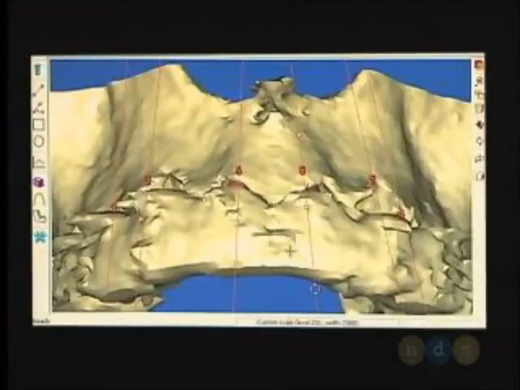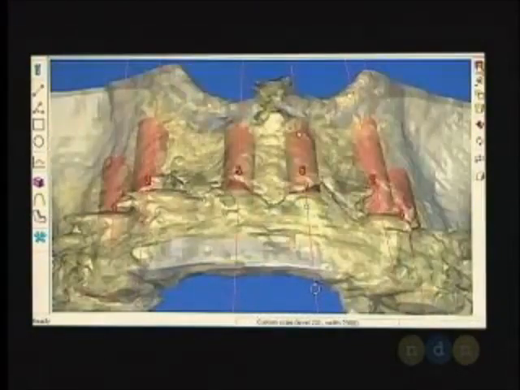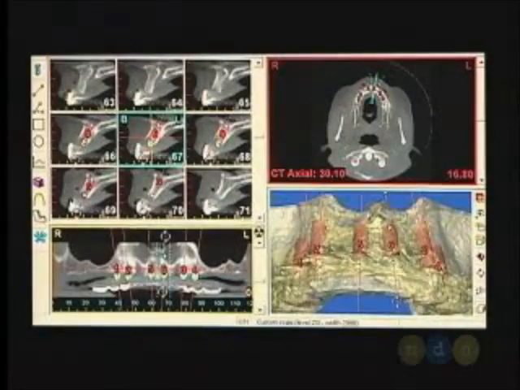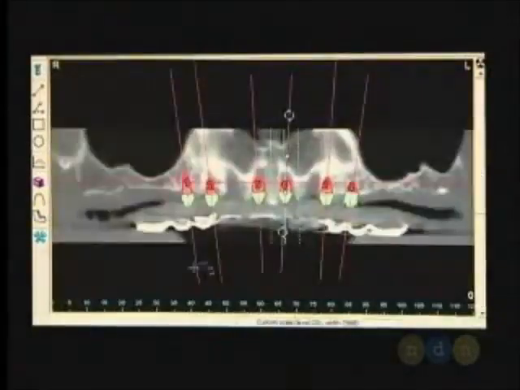So we're going to go ahead and put the bone back, and there it is, and go back to transparency. And now we're going to go back to the image on the left screen. Now let's take a look at how these look. We're going to go ahead and expand upon the lower arch. Here are the 6 implants being inserted.